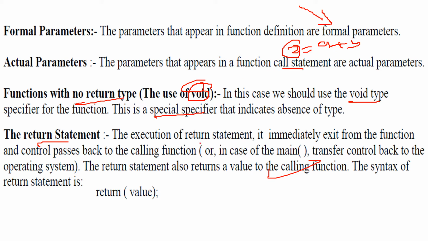So after the execution of this return statement, the function will terminate, that is, it will exit, and the control is passed back to the calling function. In most cases it is main, so the control is transferred back to the operating system, right? This return statement also returns a value to the calling function. The result is returned, and the syntax is simply return and that value in parentheses.